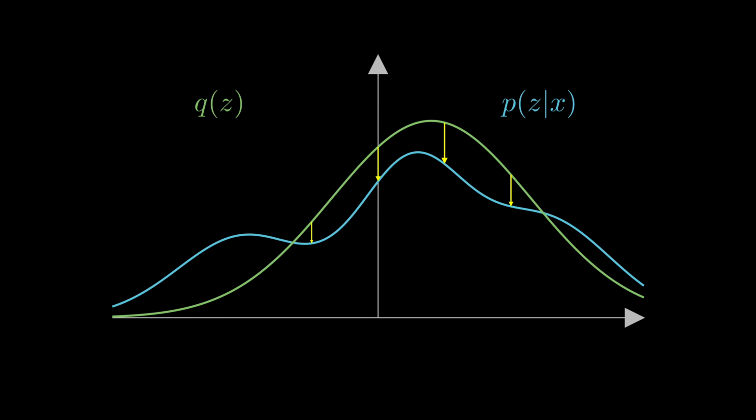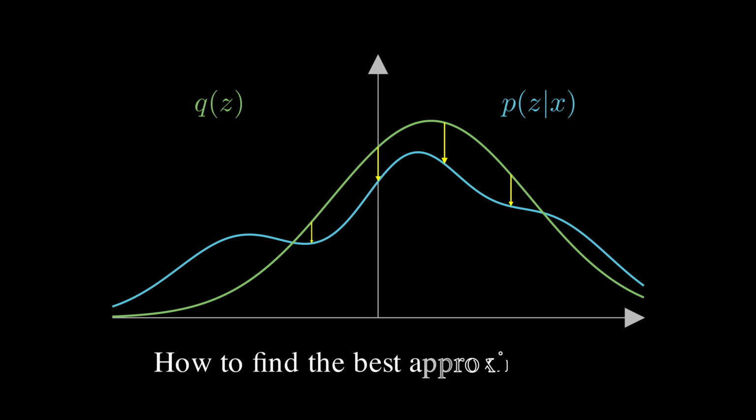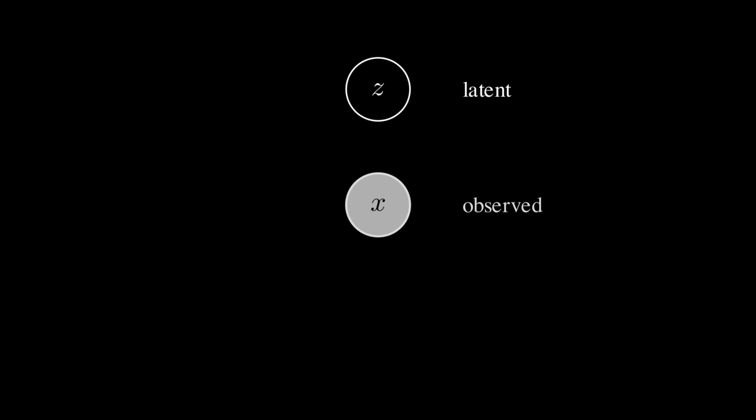So the key question becomes, how do we find the best possible approximation? Let me show you why this problem matters in the first place. In machine learning and statistics, we often have observed data, which we'll call X, like images or measurements, and hidden or latent variables, which we'll call Z, that we can't directly observe but that influence our data. Things like the angle a photo was taken from or underlying factors in a medical diagnosis.